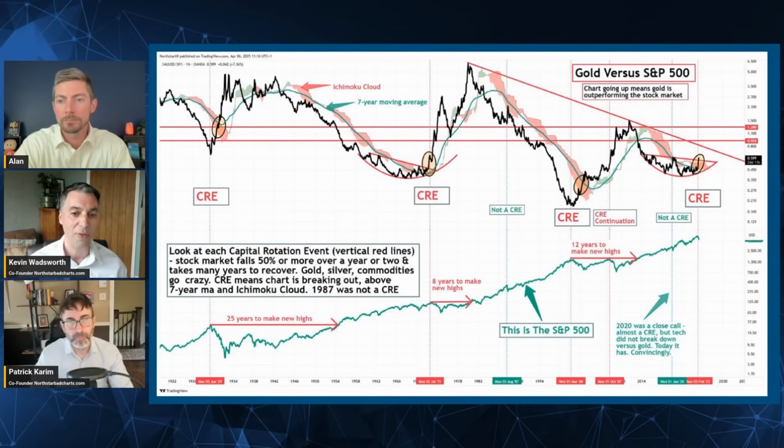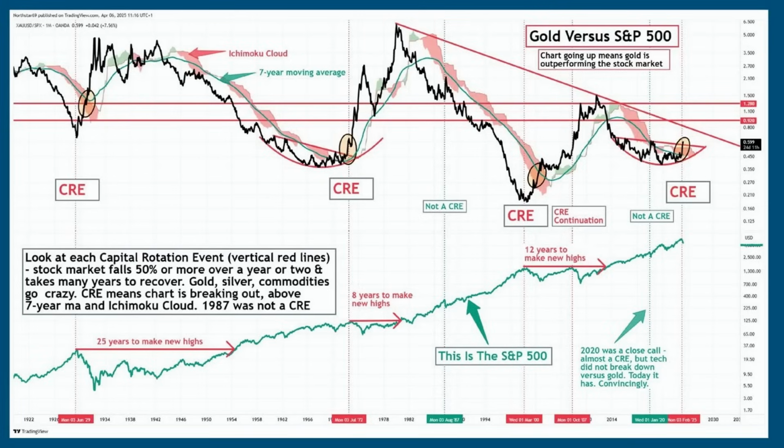So this is the fourth capital rotation event in 100 years. It is a 100-year chart there. And what we've got on the bottom is the stock market, the S&P 500. So in other words, what did the stock market do when we had these capital rotation events? You can see, following the first one in 1930, we had 25 years before the stock market made a new high and began to move up to new all-time highs.